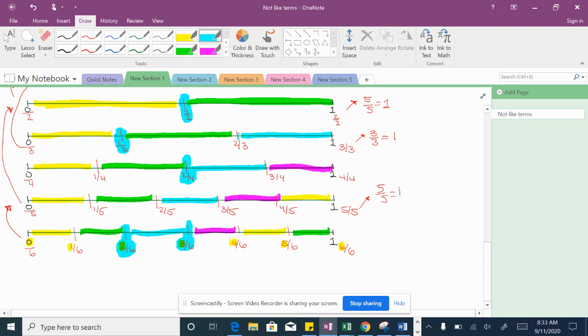Our other one that's the same is 2 over 3. El otro número que es lo mismo es 2 de 3. And that's the same as 4 over 6. Y este es lo mismo que 4 de 6. When you reduce 4 divided by 6, we get 2 over 3. Cuando reducimos 4 de 6, tenemos 2 de 3.